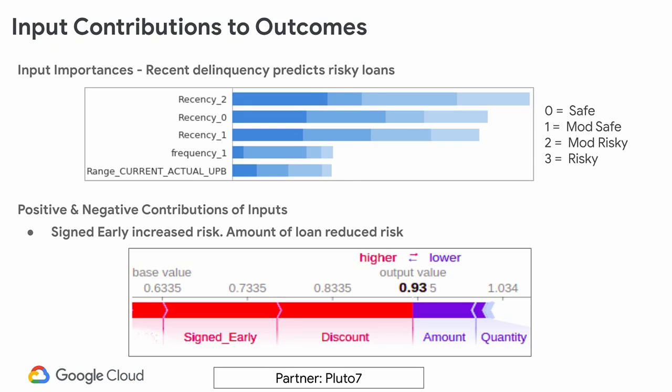But that doesn't tell you the whole story. Like I told you, recency of 2 is probably a predictor of risky, and recency of 0 is probably a predictor of safe. So we also want to know which of these inputs had a positive contribution and which a negative contribution: which increased the outcome, which decreased it, which predicted risky, which predicted safe. So that's important to know. We found that signed early increased the risk. The red line shows that a particular input increased the risk, and other inputs decreased the risk. You want to know which inputs had what degree of contribution towards a positive or negative outcome. Like signed early had a huge contribution in increasing the risk, and same with the discount, whereas the quantity, how many loans they took, had a very small contribution in decreasing risk.